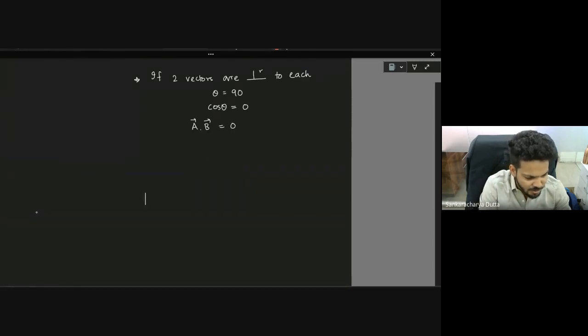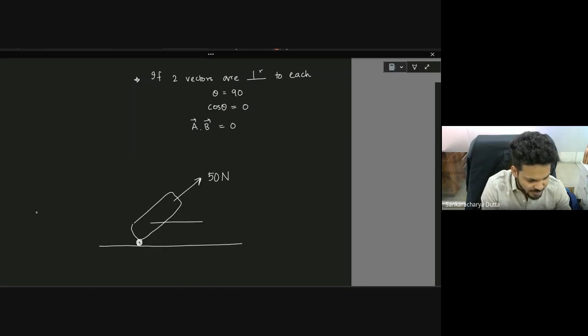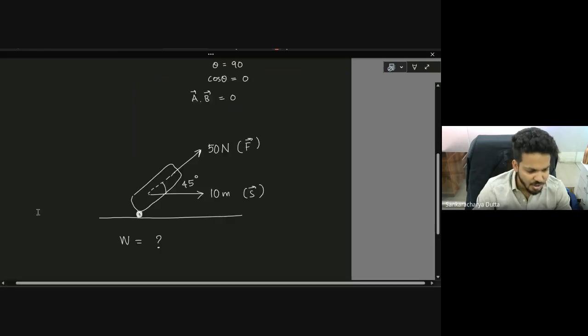Let's quickly do a question on this. Do you know the trolleys that we carry in the airports? Let's say this is one of the trolleys and you are applying a force of 50 Newton like that. The trolley doesn't fly away. It goes along the road, and let's say the displacement is happening in this direction and is equal to 10 meter. The angle right here is 45 degrees. So find out what is the work. This is the force vector. This is the displacement vector. Guys, find out how much is work.